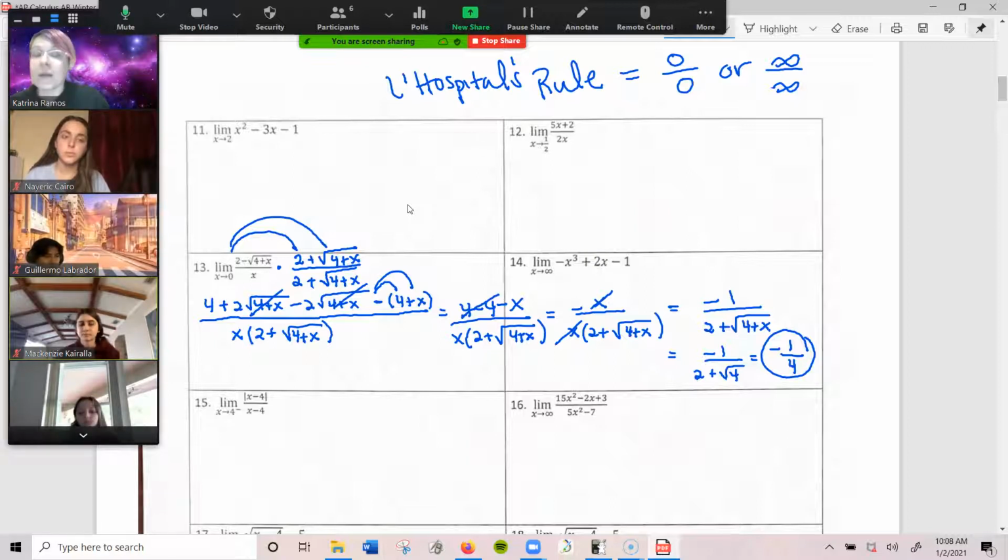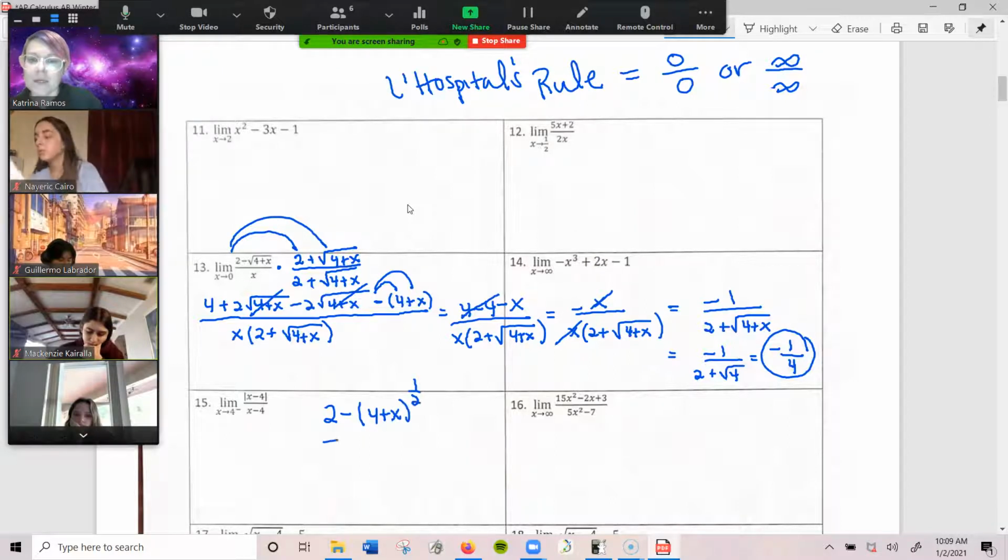So let's try. L'Hopital's rule means that if you're trying to find the limit and you end up with 0 over 0 or infinity over infinity, what you can do is find the derivative of the numerator and put it over the derivative of the denominator. So we would get 2 minus the square root of 4 plus x, which can be rewritten as 2 minus (4 plus x) to the 1/2, over x. L'Hopital's rule is the only time you don't have to use the quotient rule.